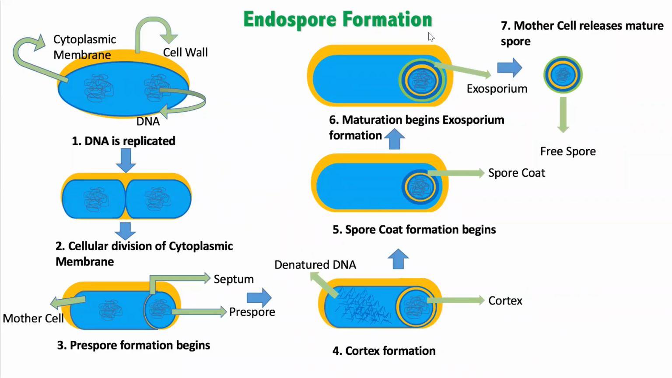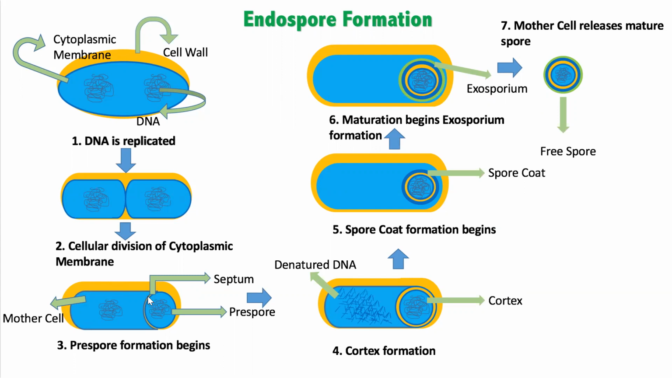Now we are coming to endospore formation. First of all, we can see the cell is dividing. So this is the cytoplasmic membrane and the cell wall. After the replication of DNA, we can see the division of the cell. Now, with the division of the cytoplasmic membrane, pre-spore formation begins when one septum arises here. And this is called the pre-spore.